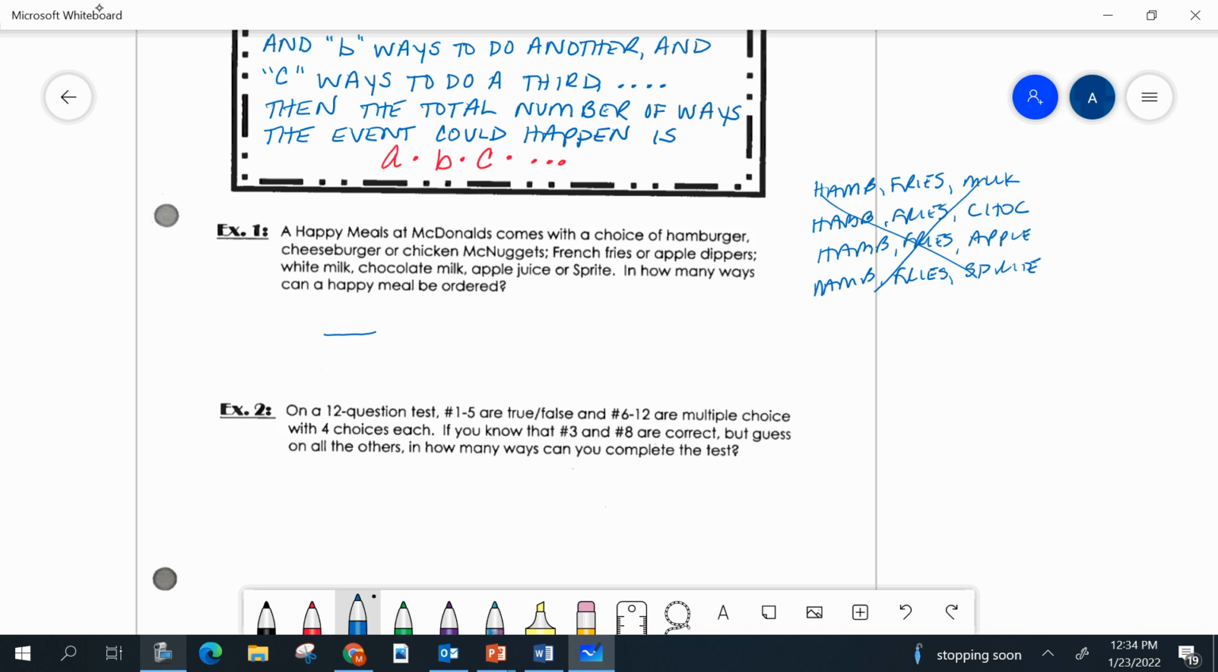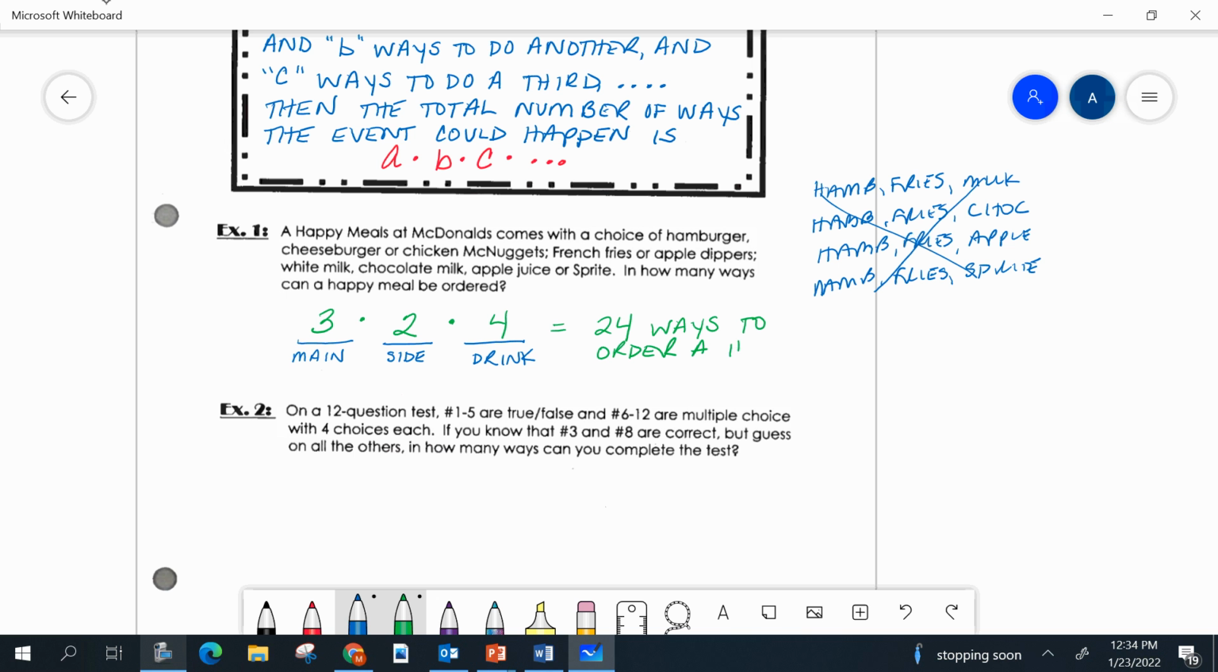How many things do you order? You order 3 things. What you're going to see as a common trend is that I solve all these problems by making blanks and figuring out what number goes in each blank. This first blank would be the main dish. Then we get a choice of side, and then we get a choice of drink. How many different main dishes can we order? Hamburger, cheeseburger, chicken nuggets, that's 3 main dishes. 2 choices for a side and 4 choices for drink. So this principle says that if we multiply 3 times 2 times 4, that's going to give us 24, and that means there are 24 ways to order a Happy Meal.